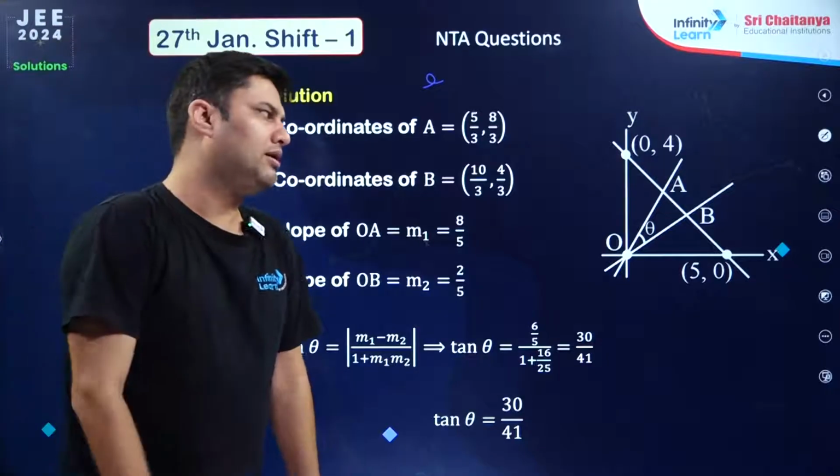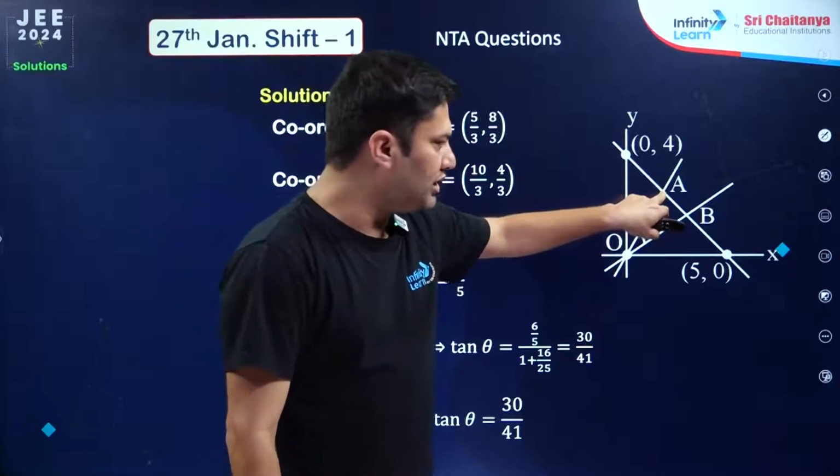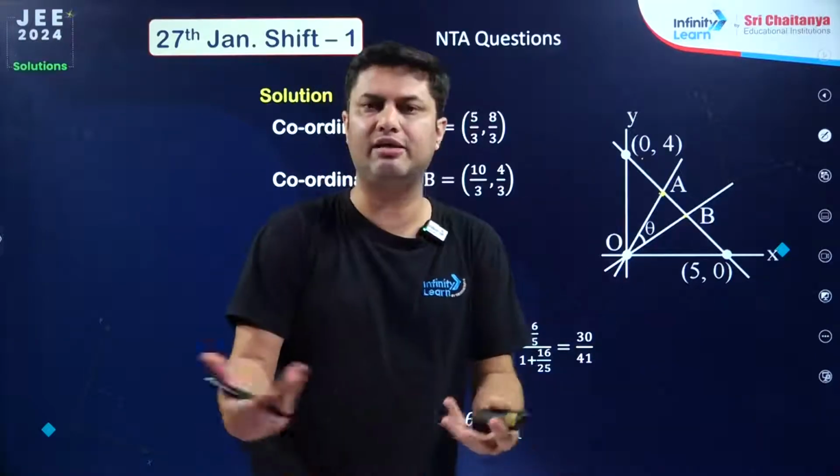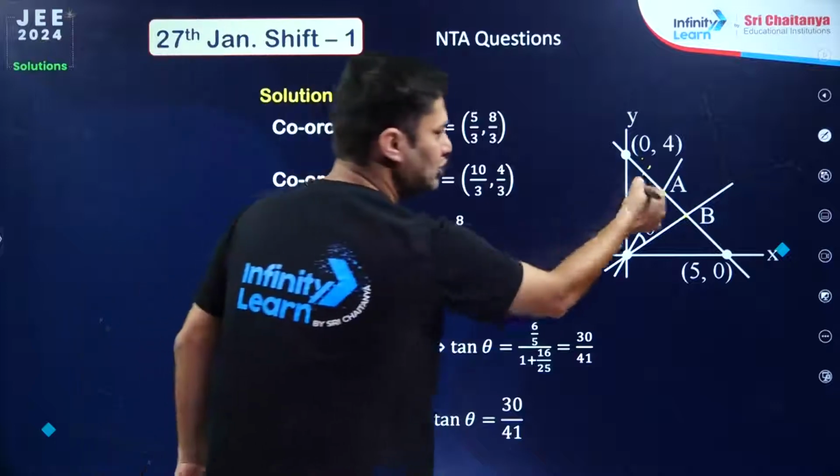Very easy. Straightforward, you just need to find these coordinates by using section formula. This point is 1:2, this is 2:1. Trisected means equal parts, 1:1:1.